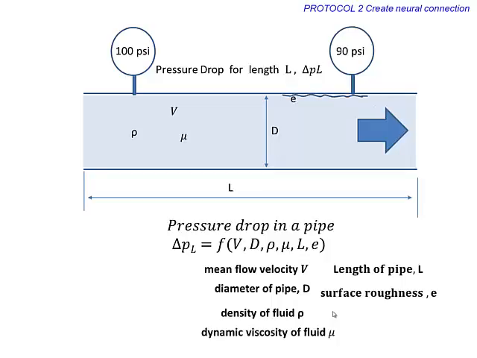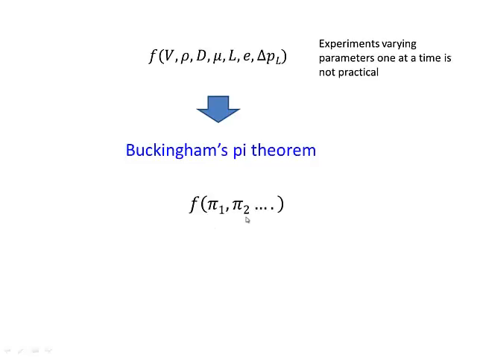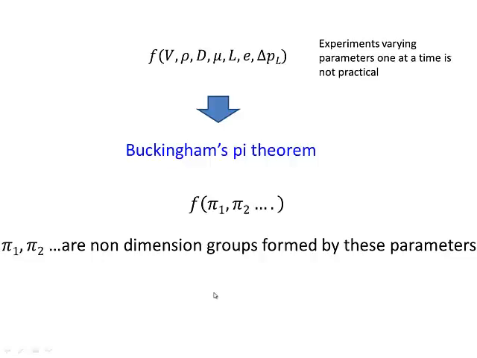As we discussed in the previous video, systematic experiments to study this problem, varying a parameter one at a time, are not practical. The variables examined in the experiments can be combined to generate non-dimensional groups so that a functional relationship between these groups can be found out from experiments. In this video, we discuss how systematically we can derive such non-dimensional groups using Buckingham's Pi theorem.